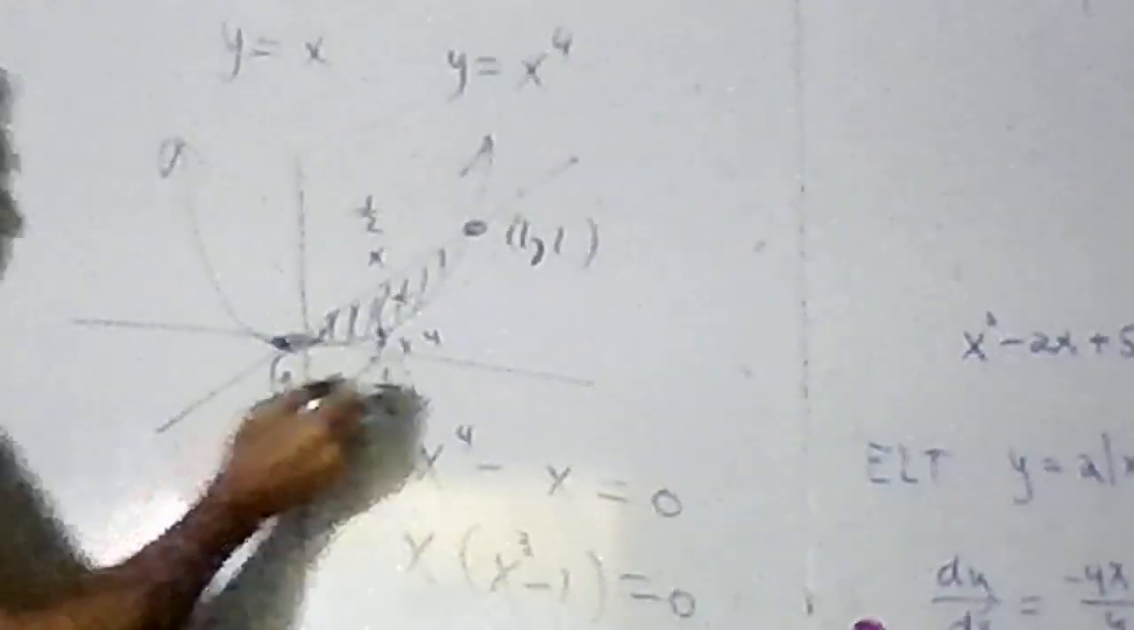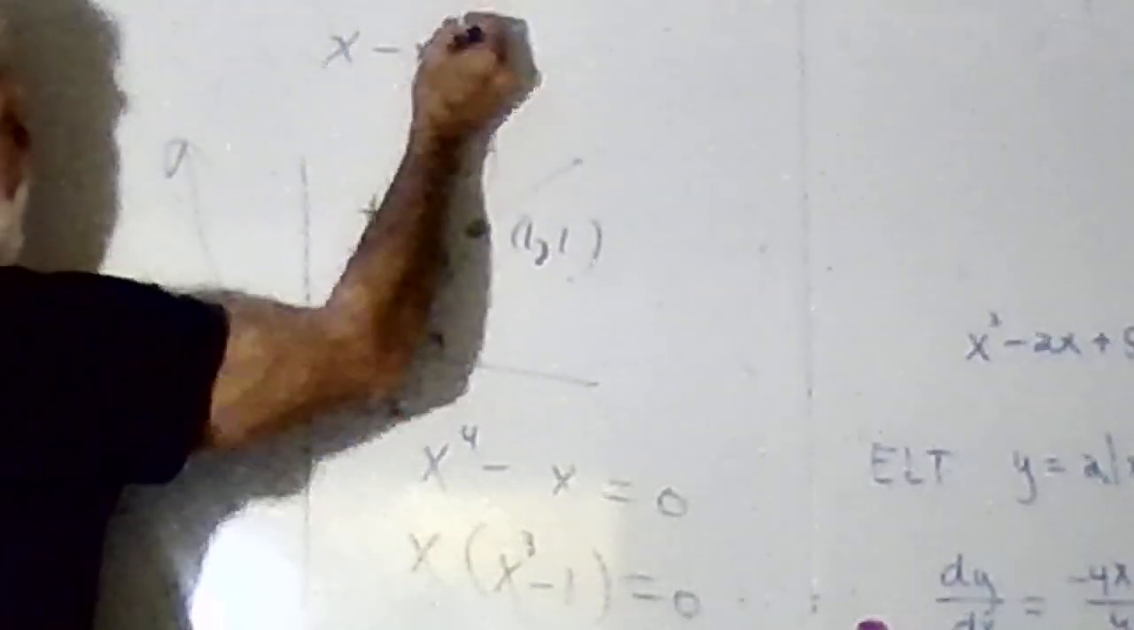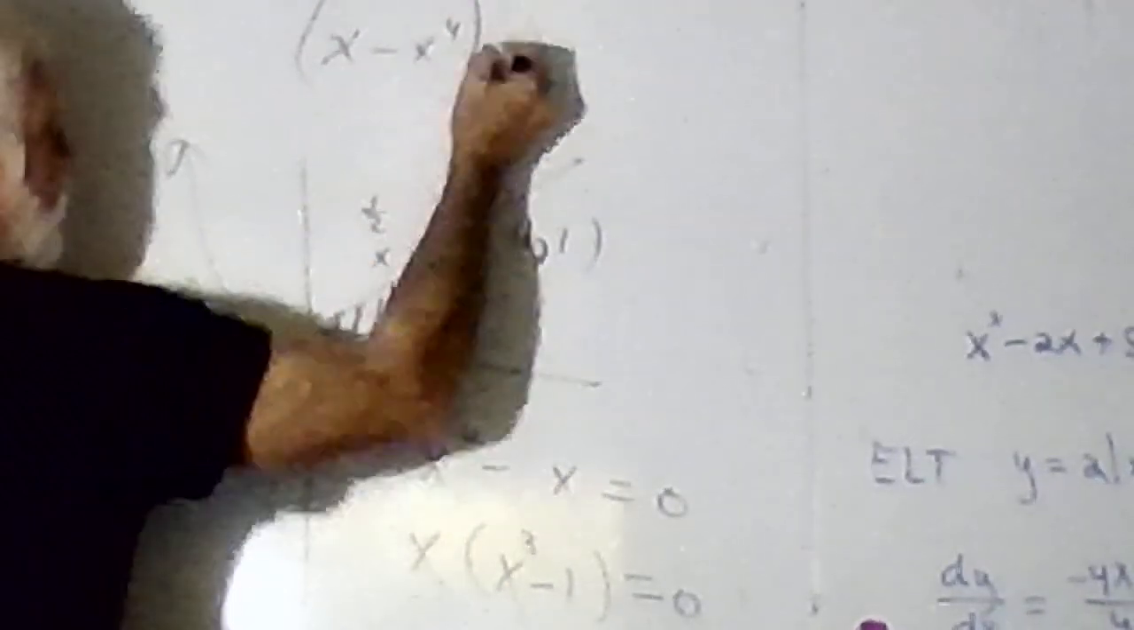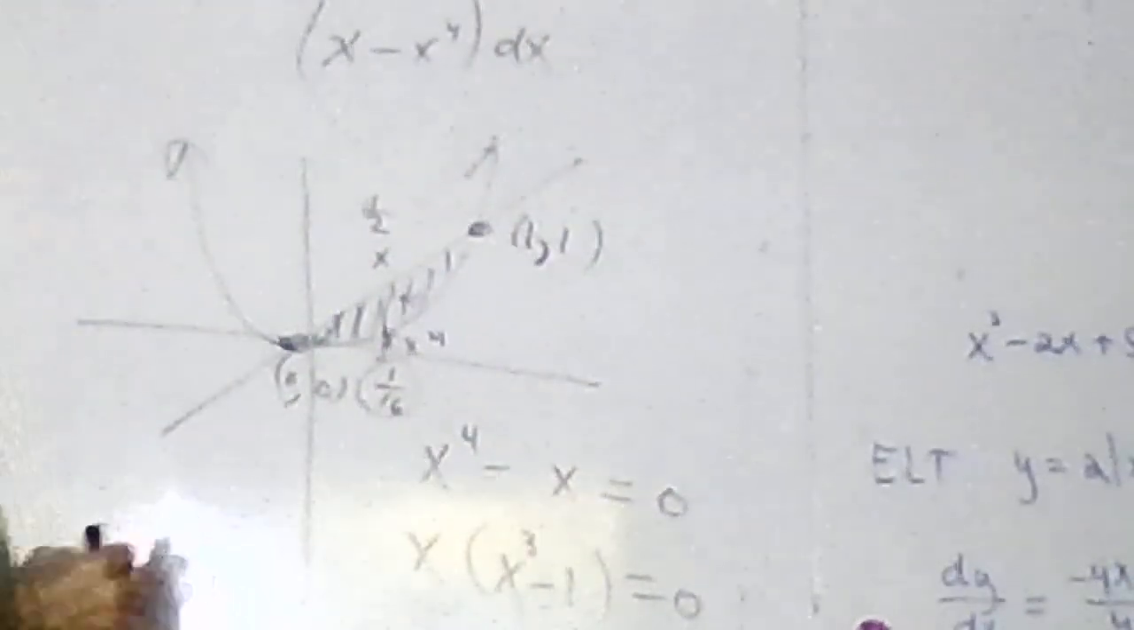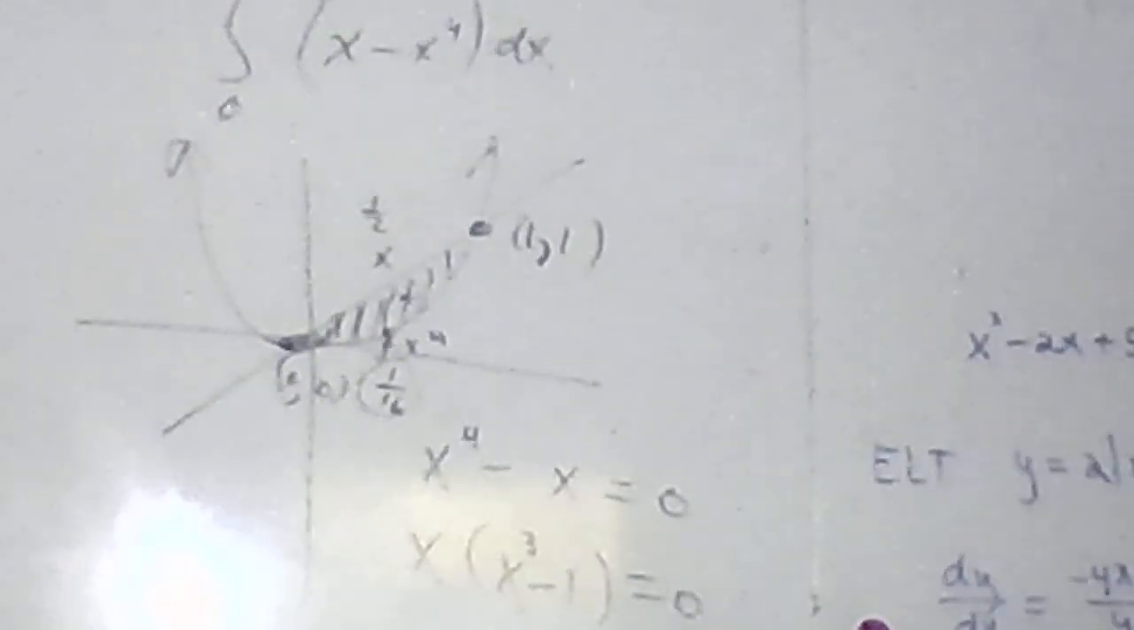And top minus bottom, let me do it at the top here. My top function was x. My bottom function was x to the 4. And I am going to give those a little bit of width, so I'm creating a rectangle. And I'm going to add them all up from 0 to 1.